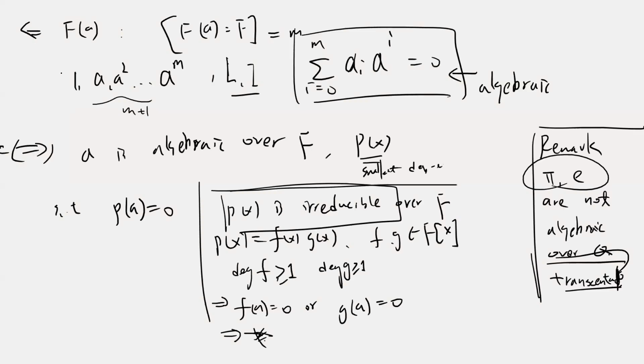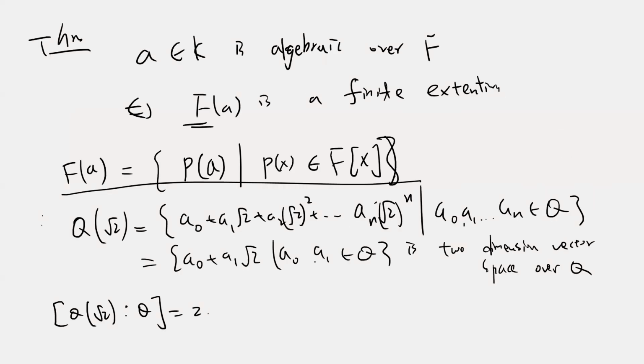Okay, so now we already get that P of x is irreducible, right? But what we need to show is that if a is algebraic, then F(a) is a finite extension. Somehow we need to show F adjoin a is a finite extension. I already said that I have some irreducible polynomial such that P of a is 0, right?